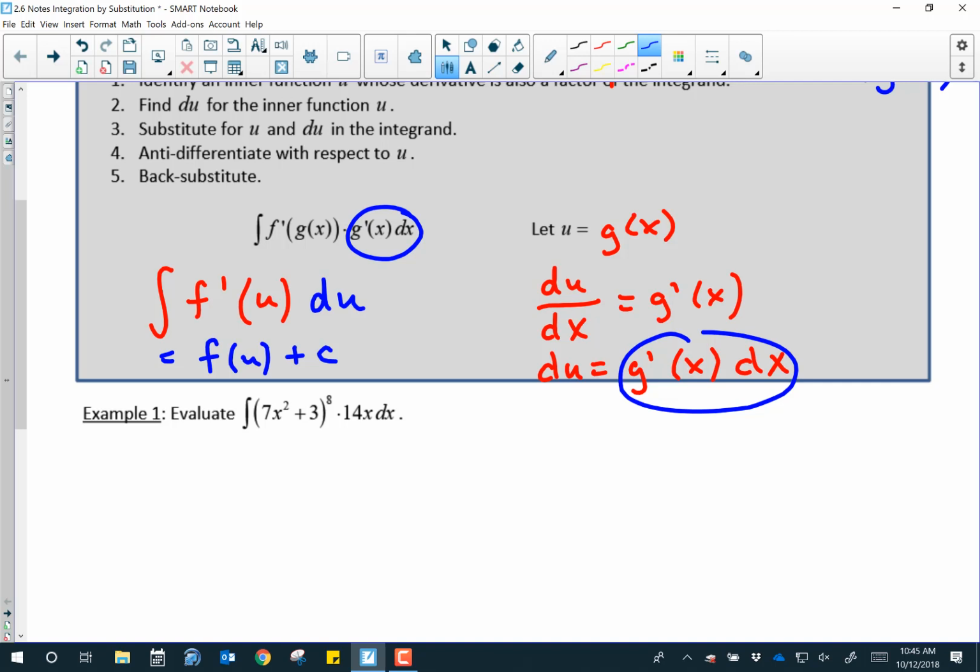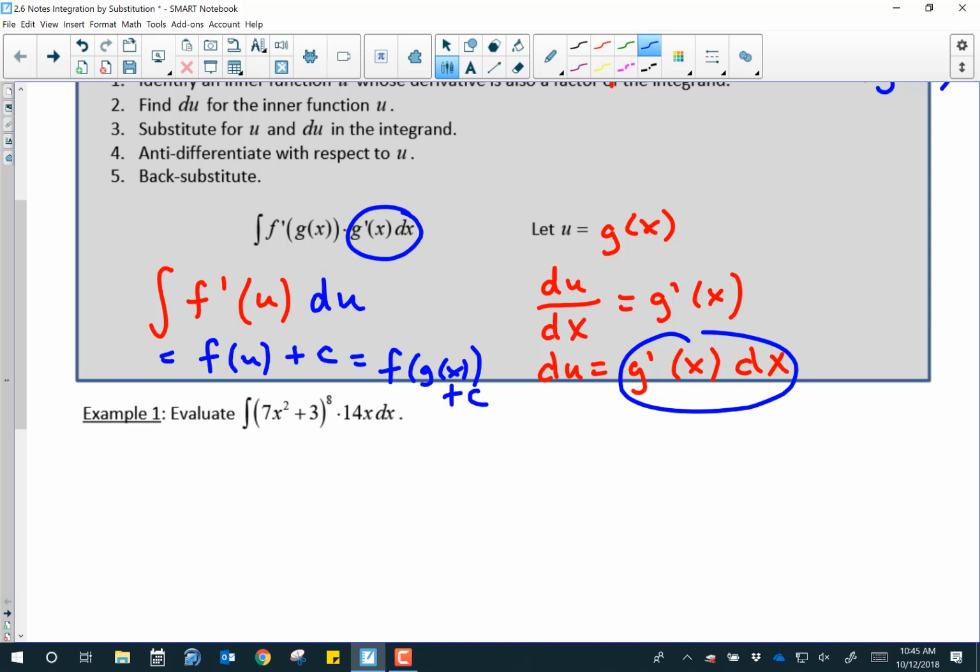Okay. All right. So y'all see this now? And then, so what we did is we anti-differentiated with respect to u. So we have to have everything in terms of u to do that. And now we're going to back substitute because we want it back in terms of x. So now all we do is replace the u with what u is. And that was g of x. Okay? And that's the general process. We just back substituted. We just replaced u back in terms of x.